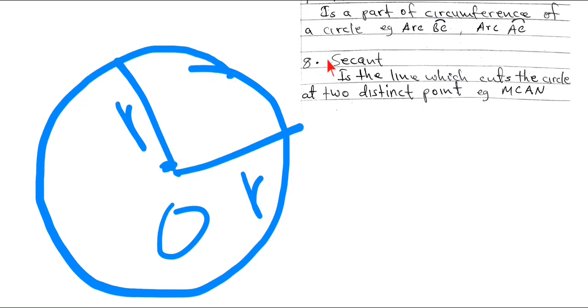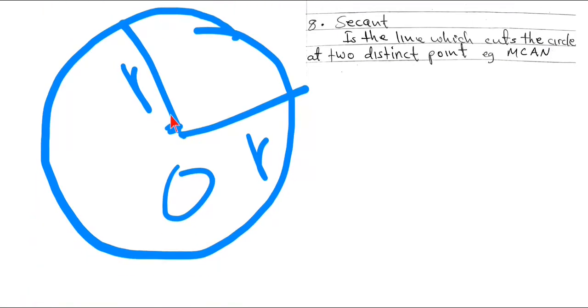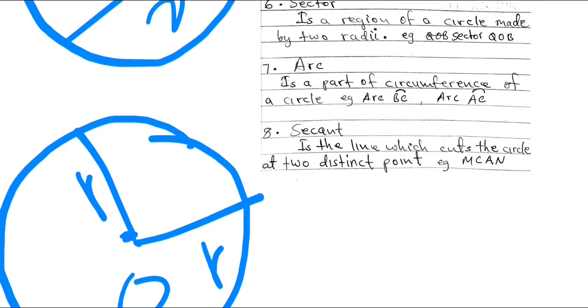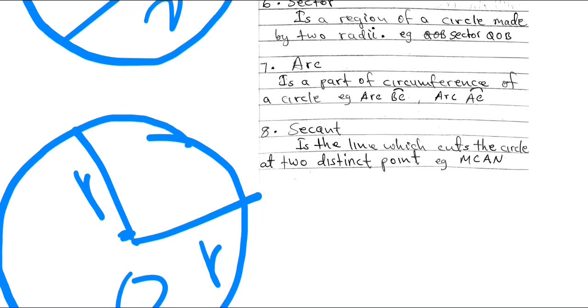By definition, what is a sector? This is a region of the circle made up by the two radii. So a region of a circle made up by the two radii, as you see, first radius, second radius. So this region is what we call the sector. Okay, let us continue. Another terminology here is an arc.